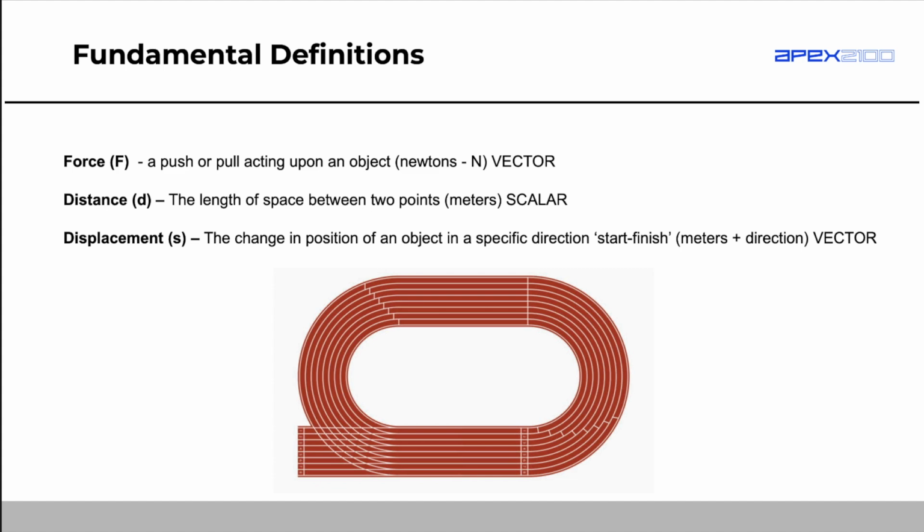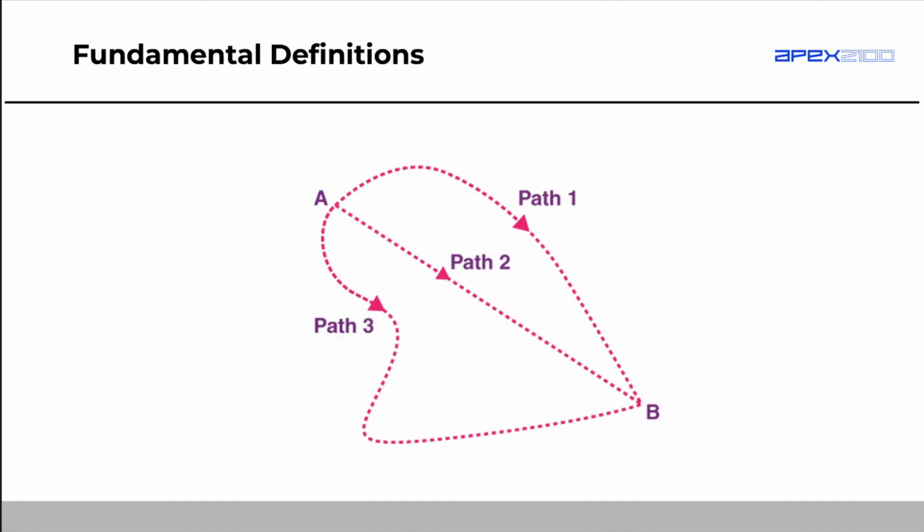If I was to run 200 meters, so I'd start at the bottom of the track and I'd run around the turn and finish at the top of the track, my distance is 200 meters. However, my displacement from my start to my finish point may only be 100 meters, right? So displacement is the shortest route between the start and the finish point, whereas the distance is the entire distance that you've moved.